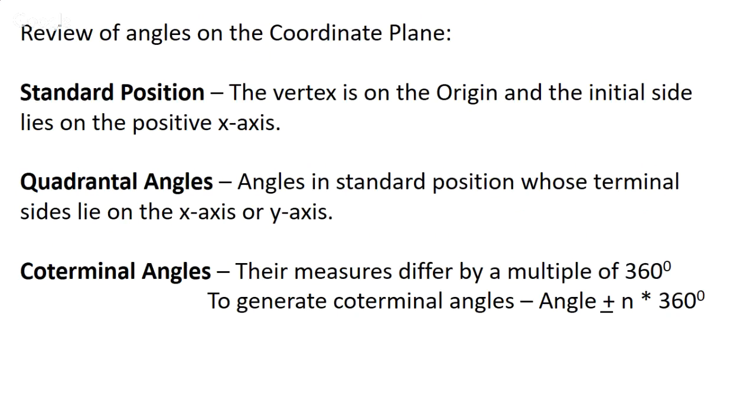So review from last time, remember standard position, where you have the vertex on the origin and the initial side lies on the positive x-axis. Quadrantal angles are angles whose position lies on either the x or y-axis. Coterminal angles are angles that are multiples of 360 of each other, either plus or minus.